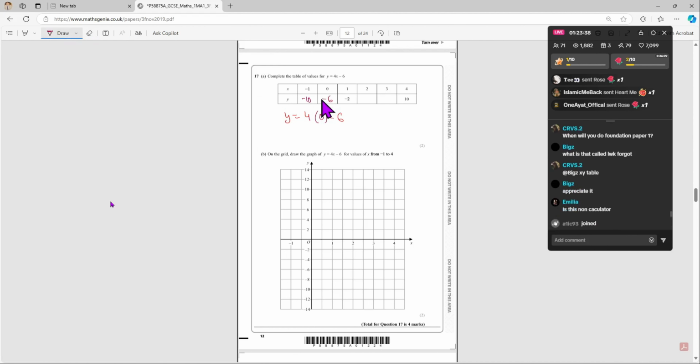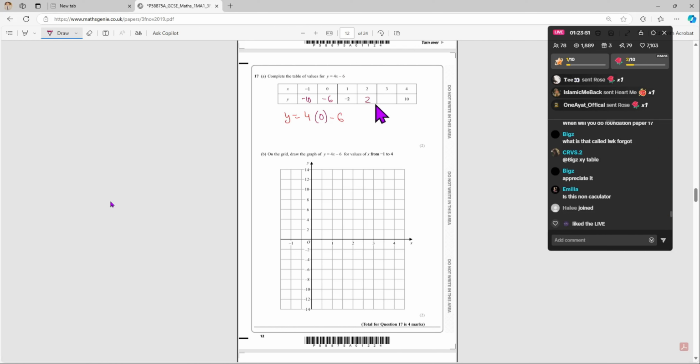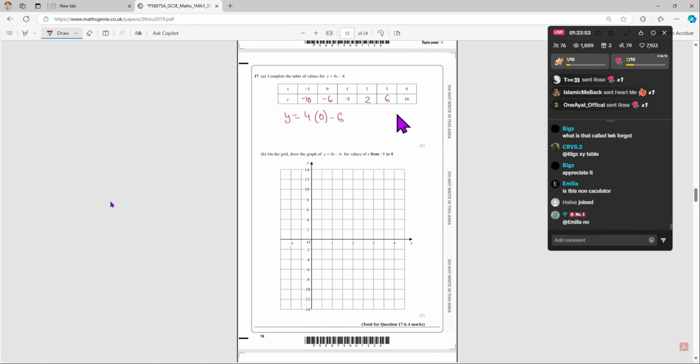And then after you have done 2 or 3, you spot a pattern. As you can see, every time we go up, we are adding 4. So we're going to do minus 2 plus 4 to get 2, then 2 plus 4 to get 6, 6 plus 4 to get 10, and that's how you would get it. That's how you know you're correct.